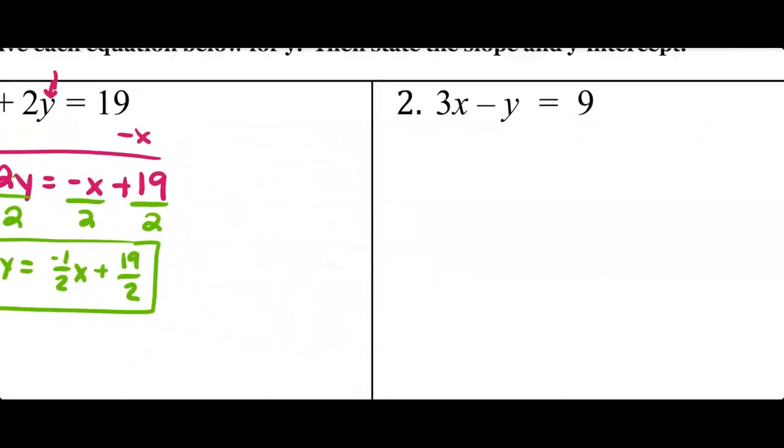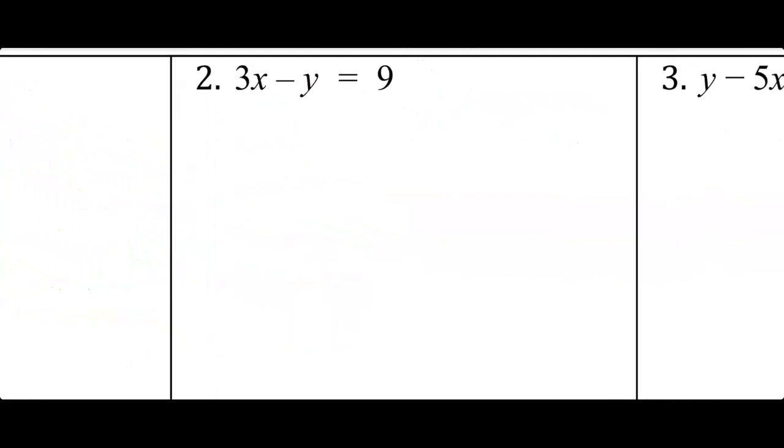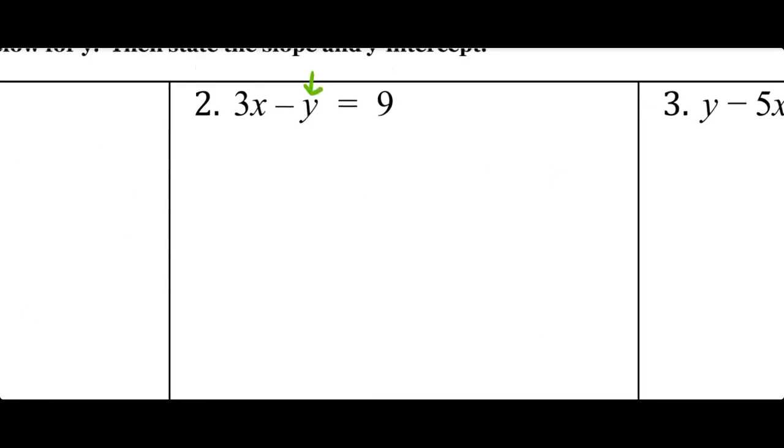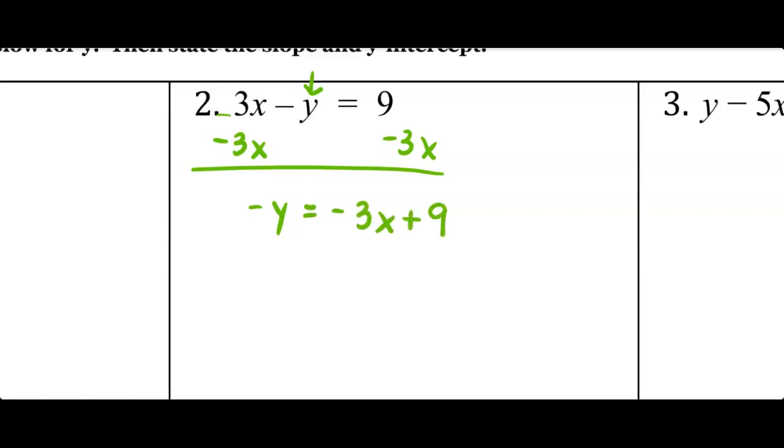Let's do one more like that. Let's look at number 2. Same thing, we want to get this y by itself. So we're going to do that by subtracting our 3x from both sides, because there's nothing in front of the 3, so we need to subtract it. So it gets us negative y equals negative 3x plus 9.